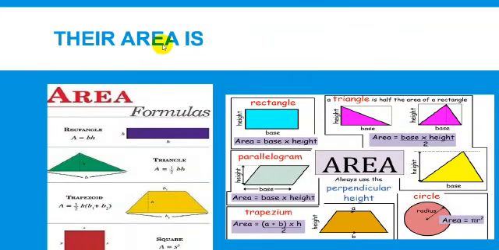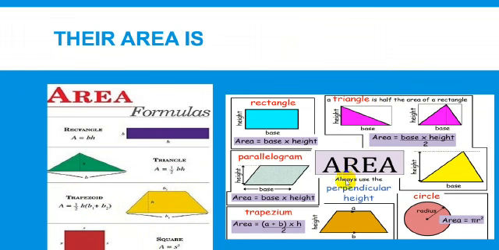Their area is the area of the rectangle. If this is the base and this is the height, we have that it is equal to base times height. The area of a triangle is 1/2 times base times height. For the area of the trapezoid we have 1/2 times the height of the trapezoid times the sum of the base 1 and the base 2. And the area of the square is side length times side length, so side to the power of 2.